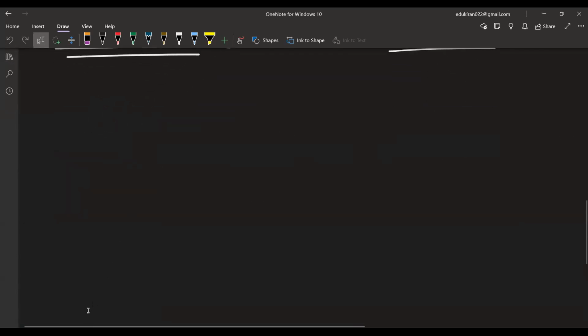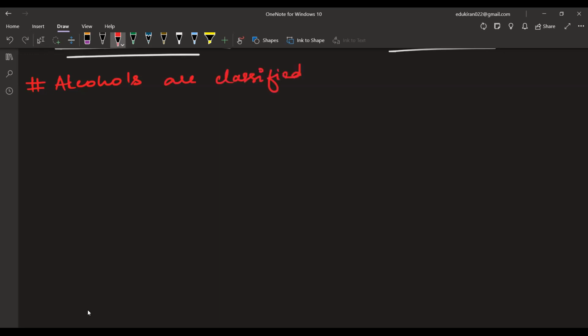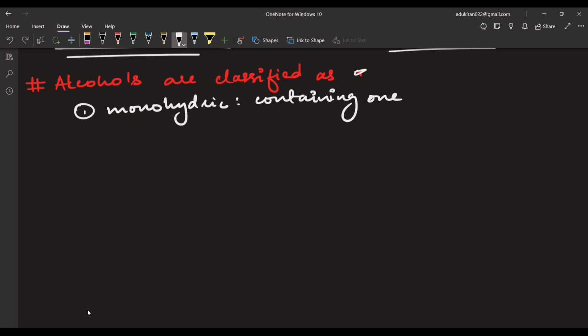Now, in classification, we will write one more point here. So please write: alcohols are classified as number 1, monohydric, that means containing 1 OH group.